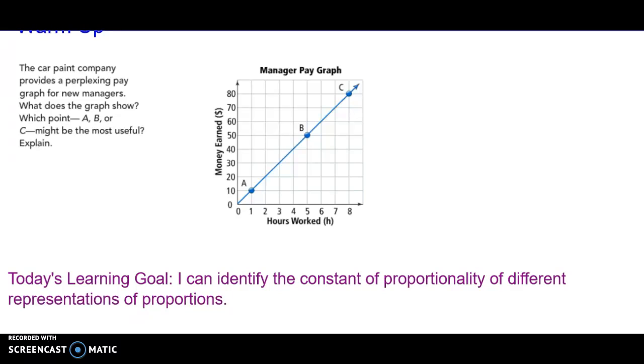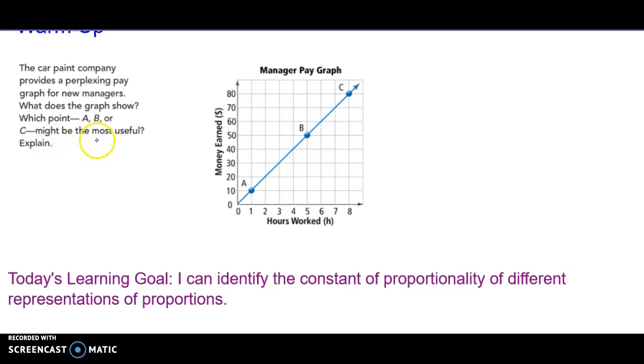So let's look at this warm-up example. The car paint company provides a perplexing pay graph for new managers. What does the graph show? Which point, A, B, or C, might be the most useful, and explain. As we look at these different points, I see that after you've worked 1 hour, you've earned $10. After 5 hours, you've earned $50, and after 8 hours, you've earned $80.